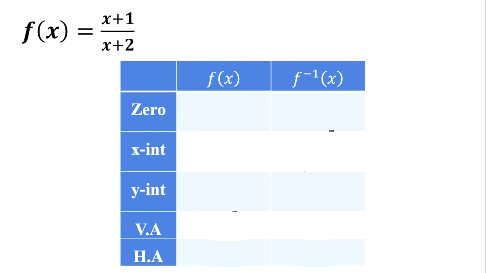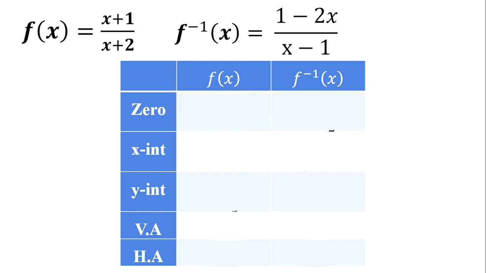So now we solved it earlier. The function (x plus 1) over (x plus 2), the inverse is (1 minus 2x) over (x minus 1). Okay, so let's identify the zeros here. For the function, we let y be equal to 0. In this case, if y is equal to 0, then x is equal to negative 1. And since it's our zero, we can have our x-intercept as (negative 1, 0).